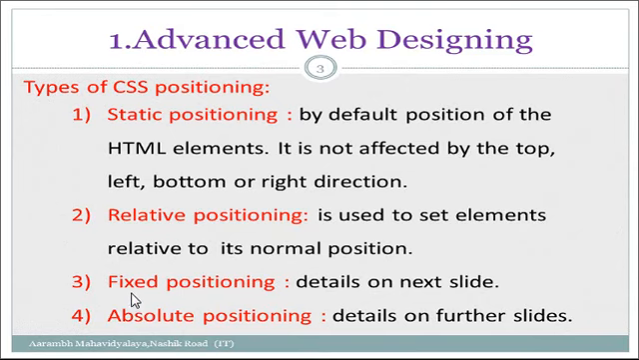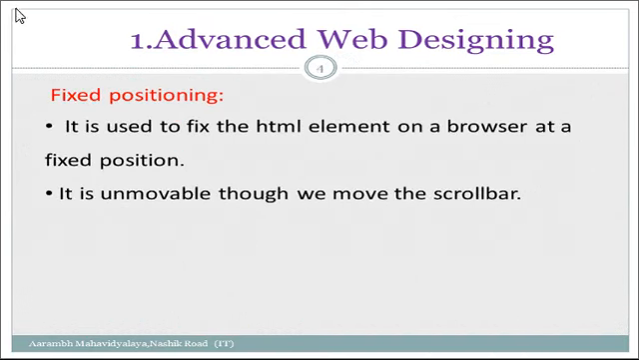Then third one is the fixed position. Its details will be on the next slide. And absolute positioning, that is the fourth type, we will see it after the fixed positioning. Let's go for fixed positioning. It is used to fix the HTML elements on a browser at fixed position. It is unmovable though we move the scroll bar. Okay, that means you got the concept of fixed positioning.